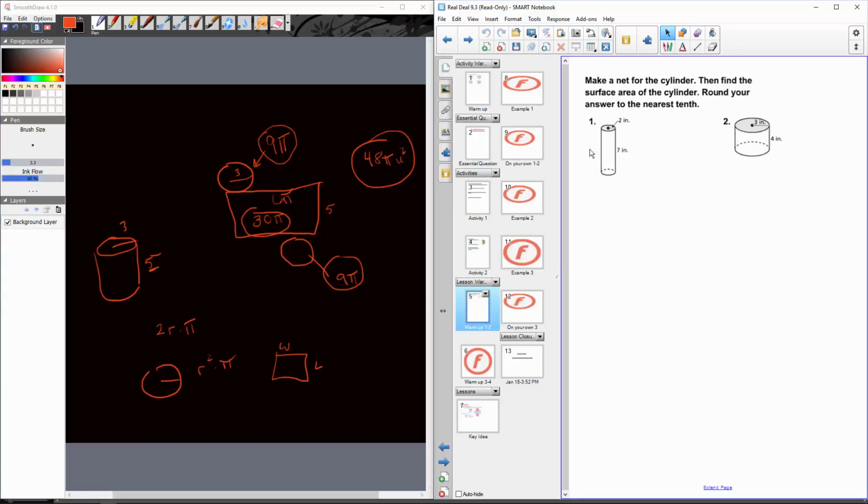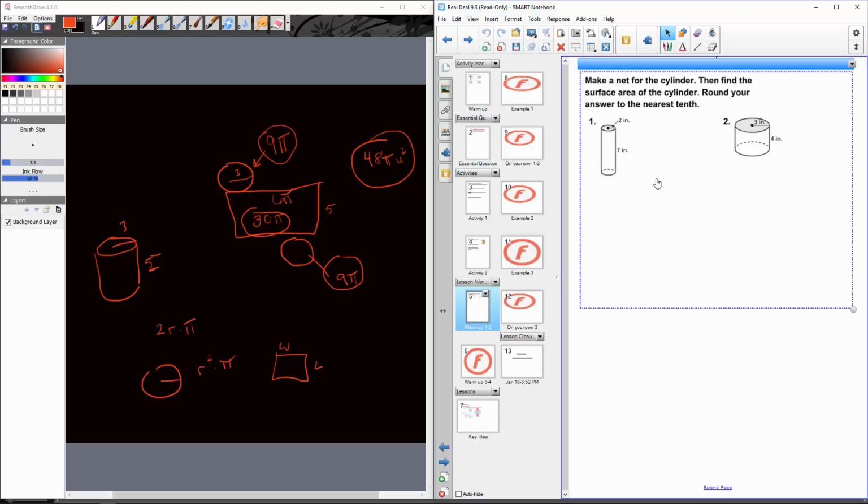So take a moment and try to figure out the nets of these things and determine what the actual surface area is for both of these. Now remember, it says round your answer to the nearest tenth.